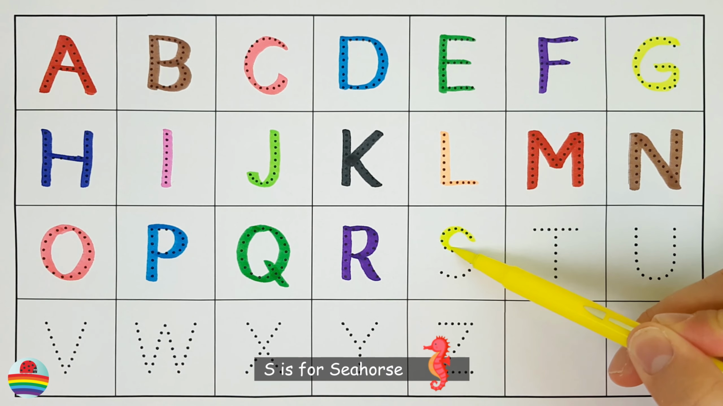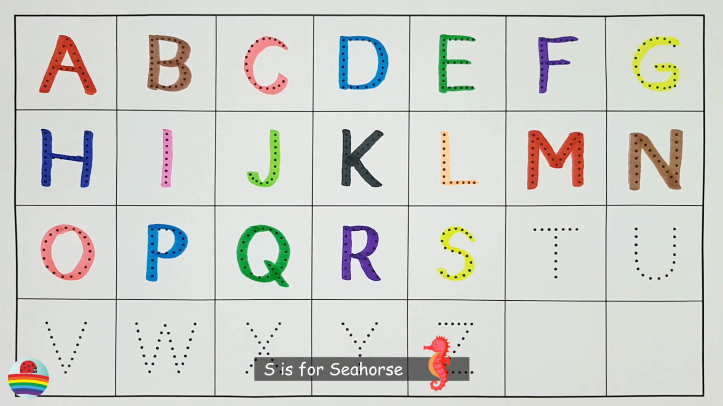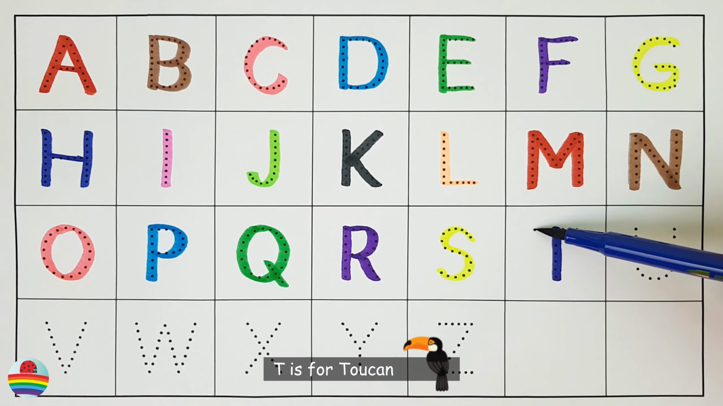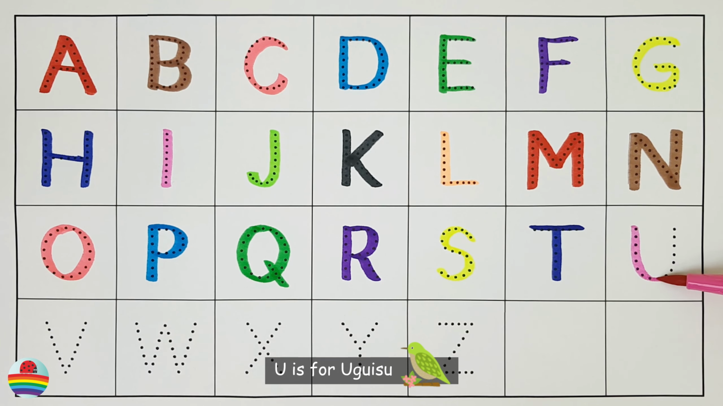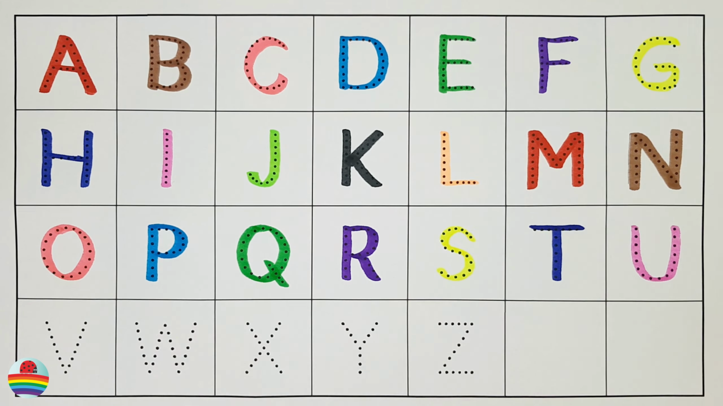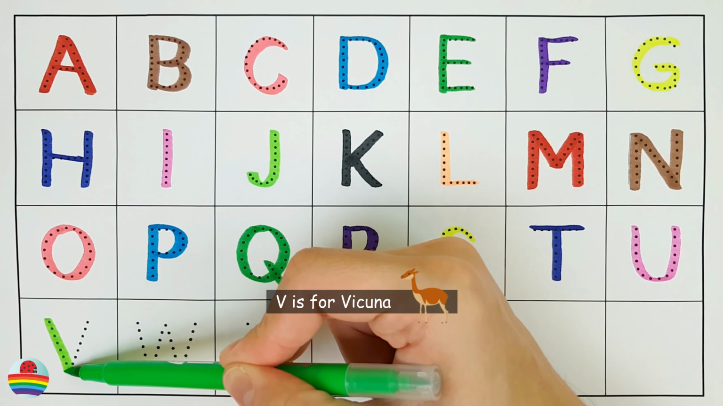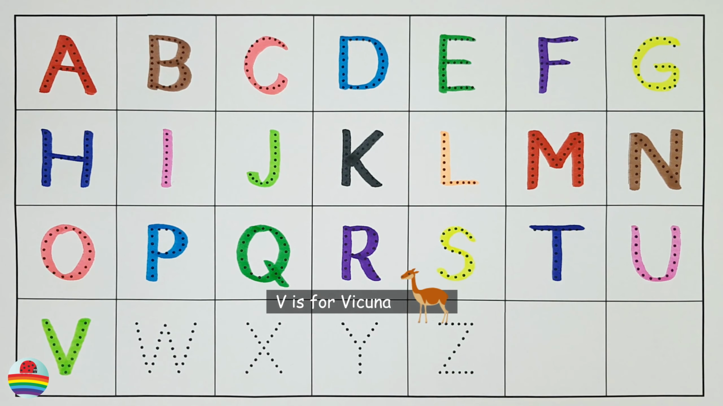S is for seahorse. T is for toucan. U is for igisu. V is for vicuna.